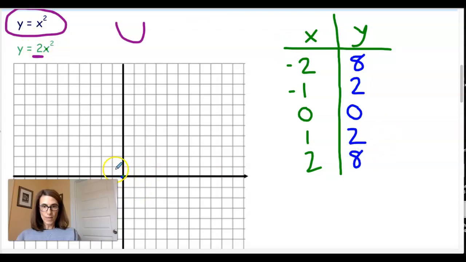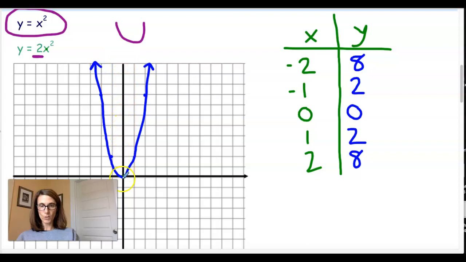We're going to go ahead and plot these points. So -1, 2. And then -2, 8: 2, 3, 4, 5, 6, 7, 8, right there. Then we're going to have 1, 2, and then 2, 8. And then we're just going to draw our parabola through those points. Technically, you should have your little arrows on the end there.